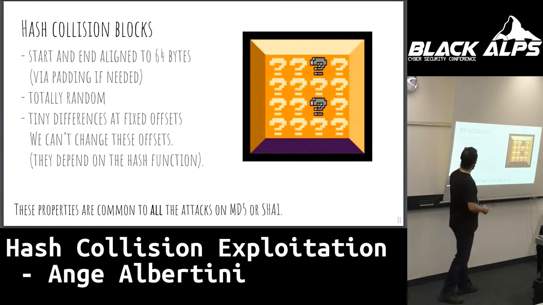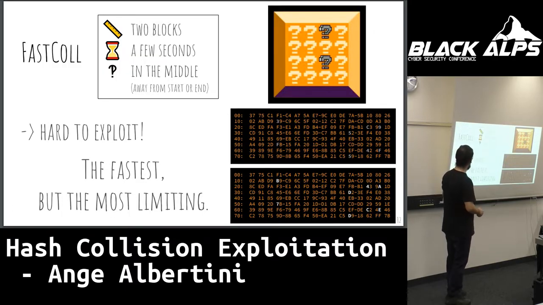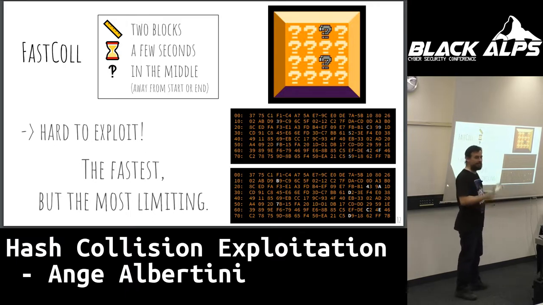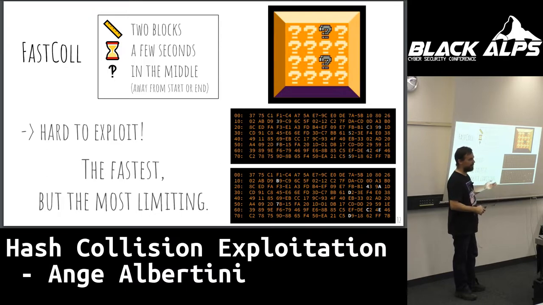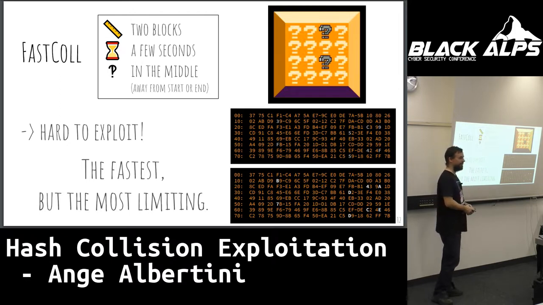Because of the start alignments, tiny difference, yeah. I think we covered that already. So fast call is hard to exploit because the differences are in the middle, surrounded with random data, and that's the only difference between your two files. So there are very few file formats that actually work with that. And there is one in the slides, but we will not cover it because it's a bit too hard. But if you want to spend more time on the slides, it's explained.